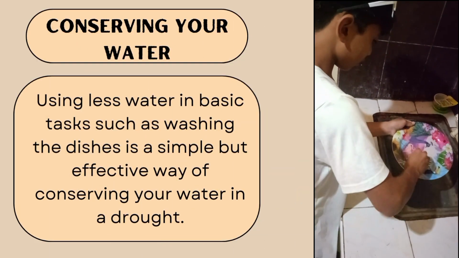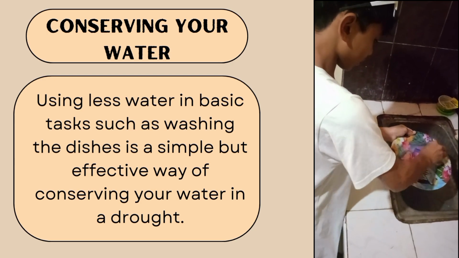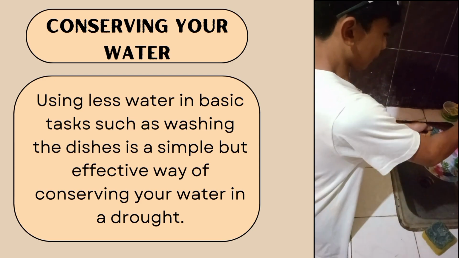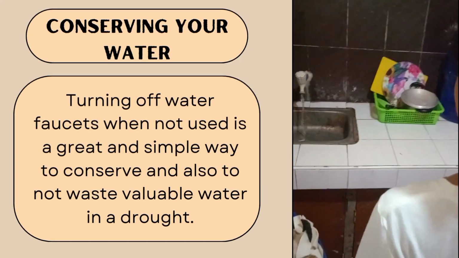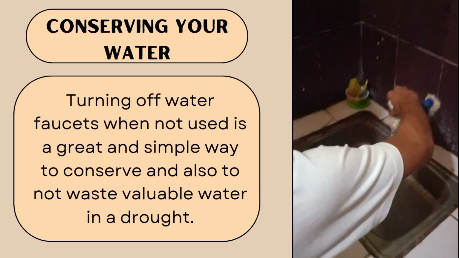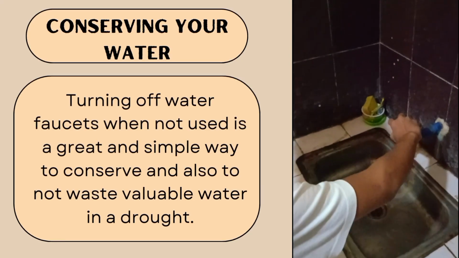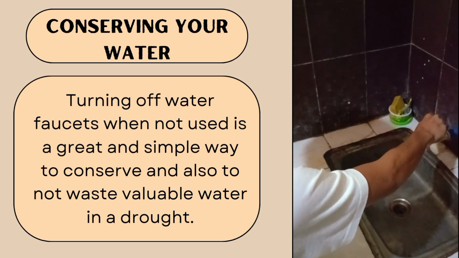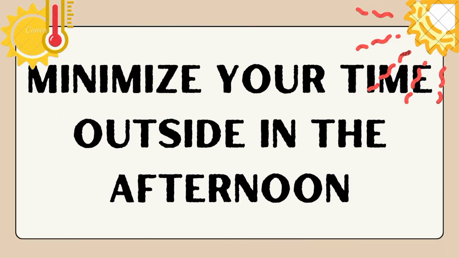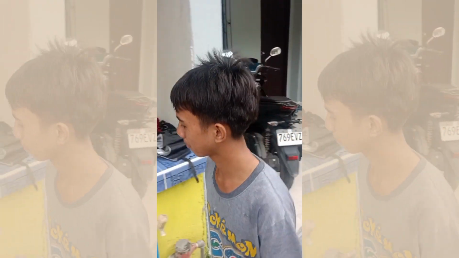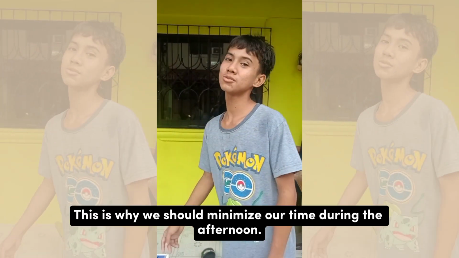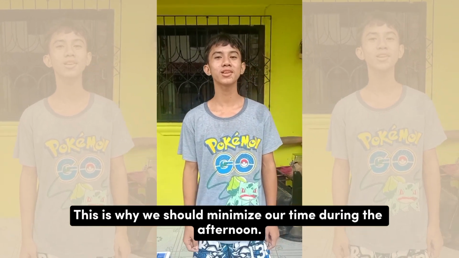Using less water in basic tasks such as washing the dishes is a simple but effective way of conserving your water in a drought. And also, turning off water faucets when not used is a great and simple way to conserve and also to not waste valuable water in a drought. Our second approach is to minimize your time outside in the afternoon. Afternoon is when the sun is at its hottest. This is why we should minimize our time during the afternoon.